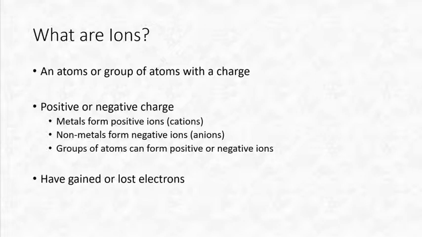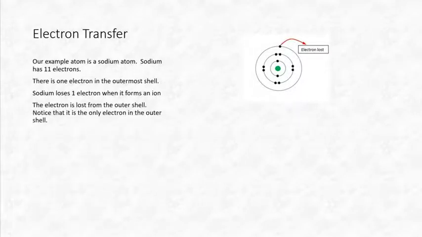And ions have either gained electrons to become negative or lost electrons to become positive, and they're the result of electron transfer. So let's show what this looks like. Here we've got an example, a sodium atom, and you can see the dots on there show that we have 11 electrons in 3 electron shells. There's 1 electron in the outermost shell, and that is lost when sodium forms an ion. The electron comes from the outer shell, and notice it's the only electron in the outer shell.